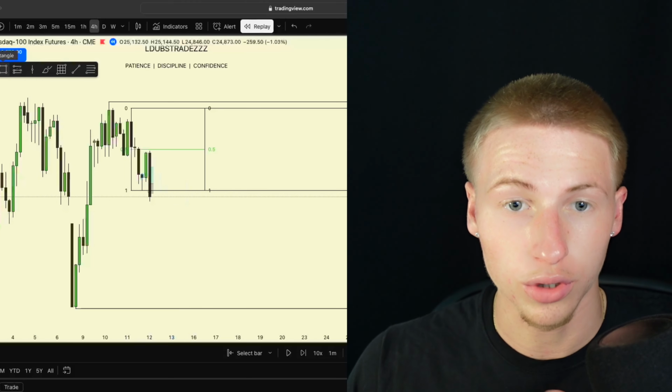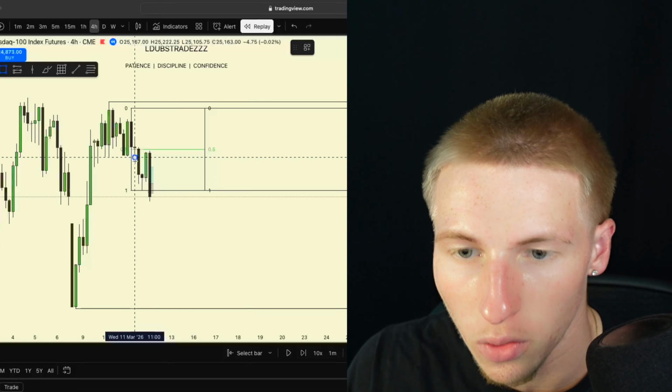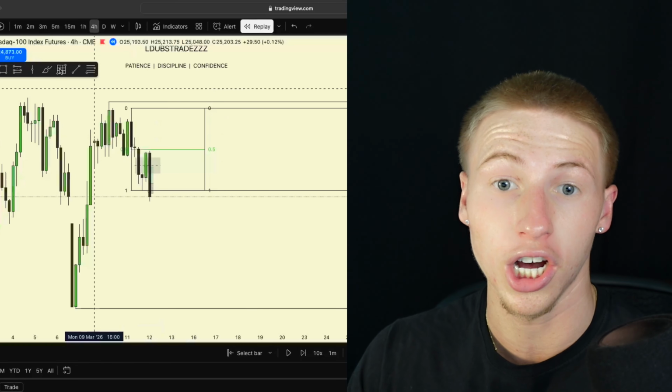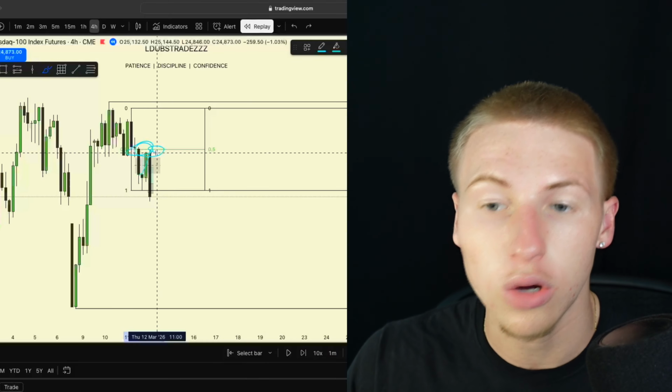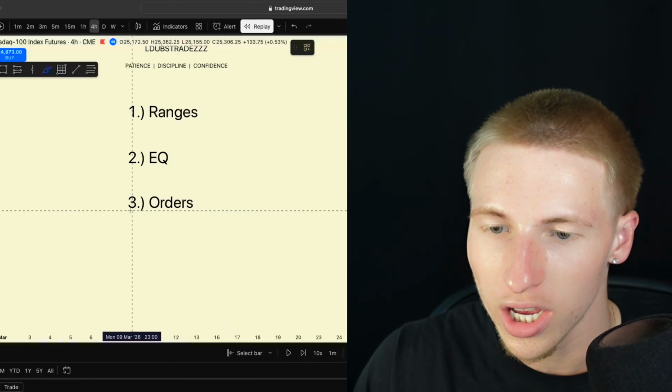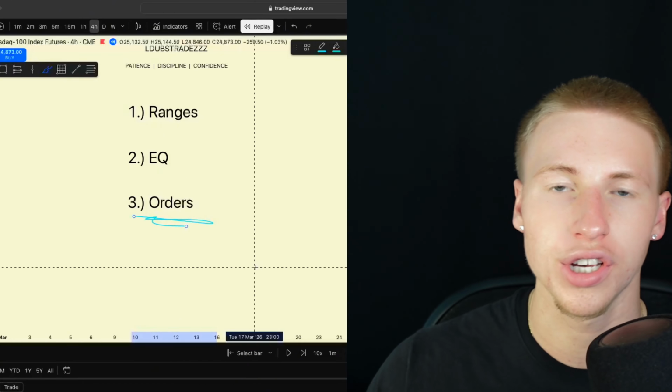So when you guys were using ICT concepts and you were so focused on the fact that this 4-hour gap got inverse and that we were going to start pushing up, it was just a pullback to this equilibrium level so then we could continue the trend to the downside. And that brings me to the last and the most important thing that you need to be looking for every single day, and it is simply that you need to be looking at orders. How are orders getting filled?